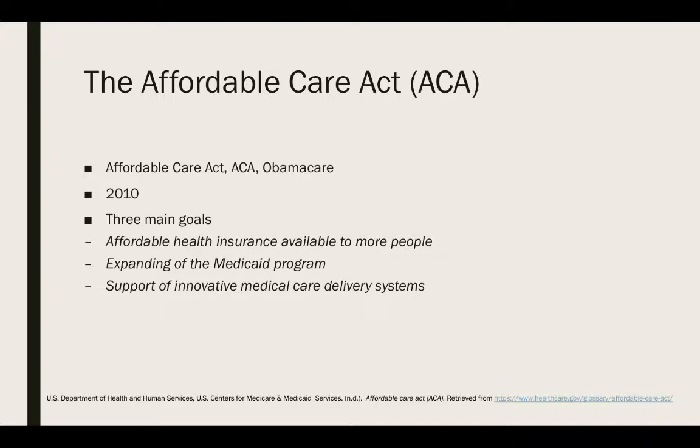This act was enacted in March of 2010 and has had three primary goals. Those three primary goals were to make affordable health insurance available to more people, expand the Medicaid program to cover all adults below 134% of the federal poverty line, and support innovative medical care delivery systems.